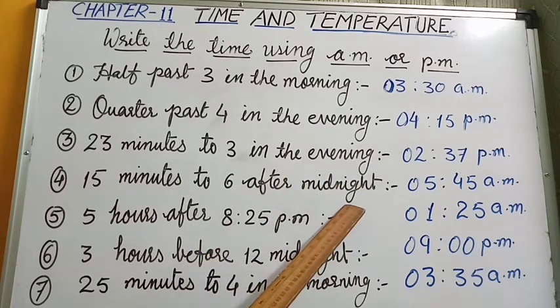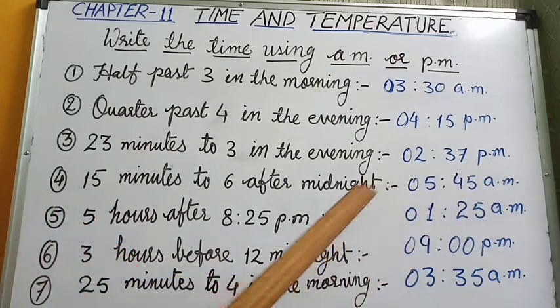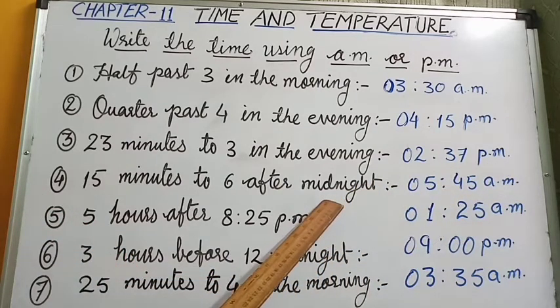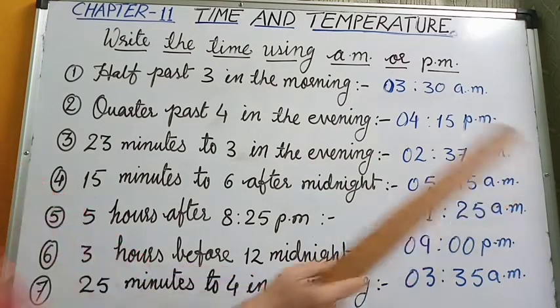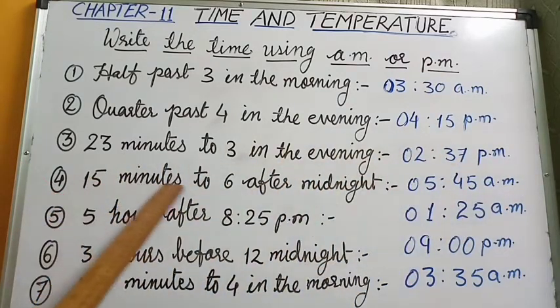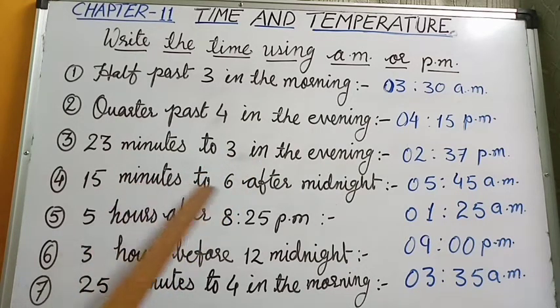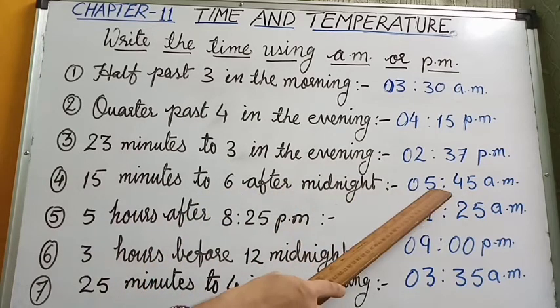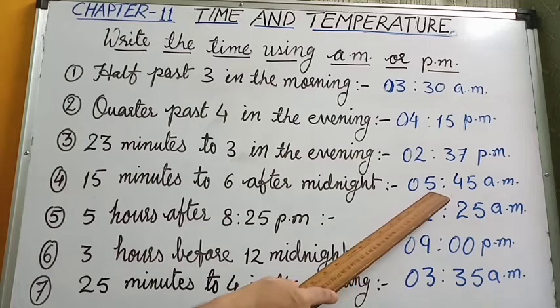So after midnight means the time will be taken as AM. Because after midnight, from 12 midnight to 12 noon, we can use AM. And 15 minutes to 6 means it is not exactly 6 o'clock. Some minutes are remaining. So we can write 5 at hours place because before 6, 5 comes.